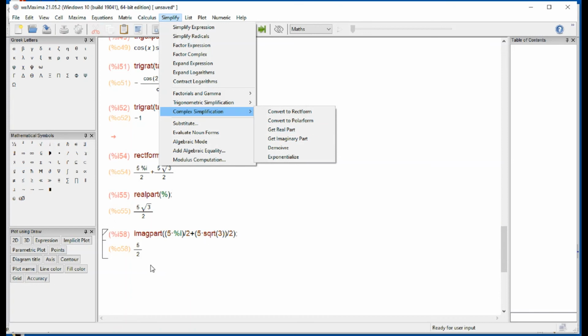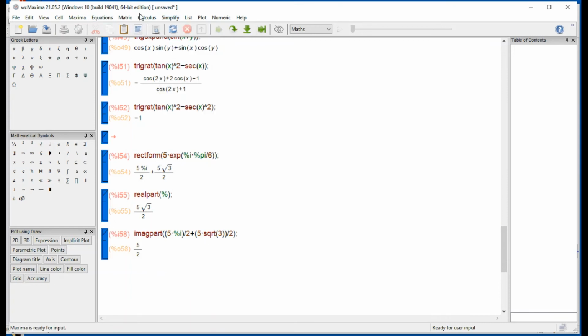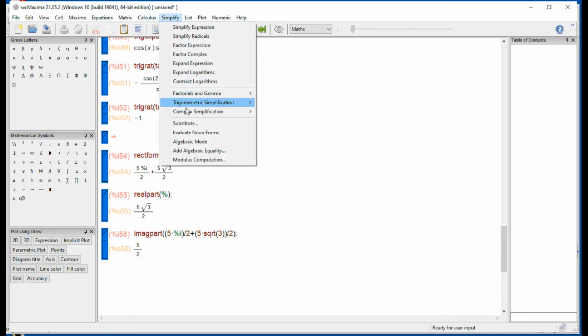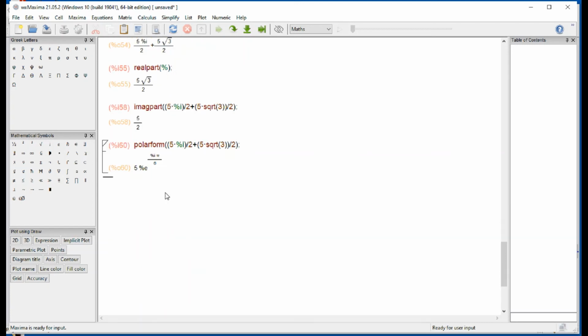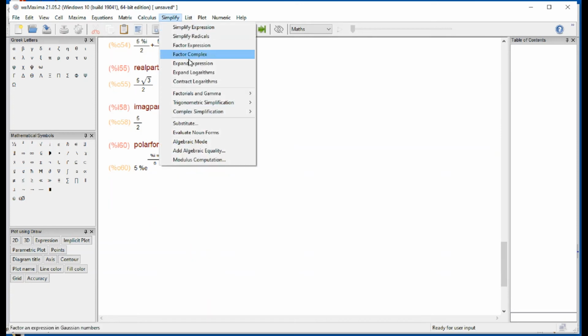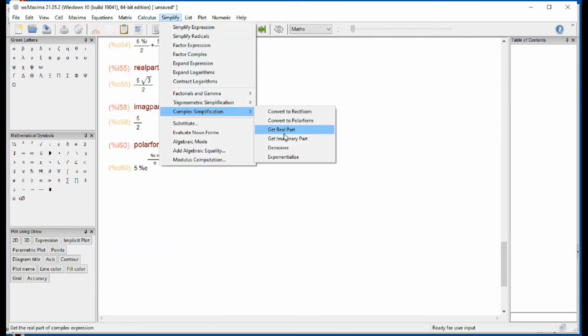I'm going to do now convert to polar form. Simplify, Complex Simplification, convert to polar form, and I'm going to do Control V. I have a rectangular form, and so that's my polar form, and I have covered then the first 4.